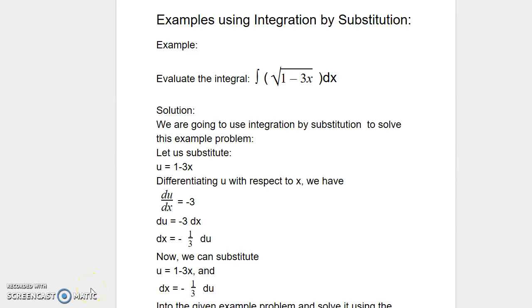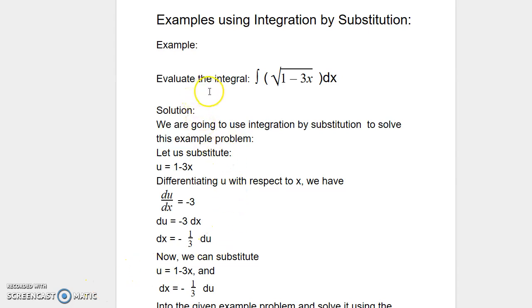Welcome to my presentation. This presentation is part of the playlist Integration by Substitution. In this presentation, we will be solving problems related to integration by substitution. Let us look at some examples.